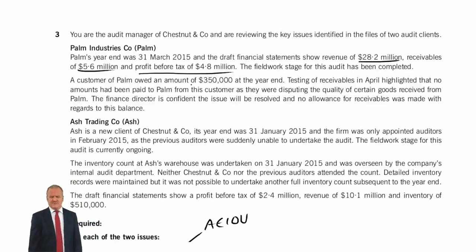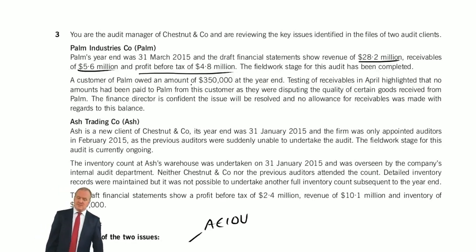The fieldwork stage for this audit has been completed. So the audit staff who went to the client have finished their work and come back to the office. A customer of Palm owed an amount of $350,000 at the year end. Testing of receivables in April highlighted that no amounts had been paid to Palm from this customer as they were disputing the quality of certain goods received from Palm. Finance Director confident the issue will be resolved and no allowance for receivables was made with regards to this balance. So it's not been written off, no provision.